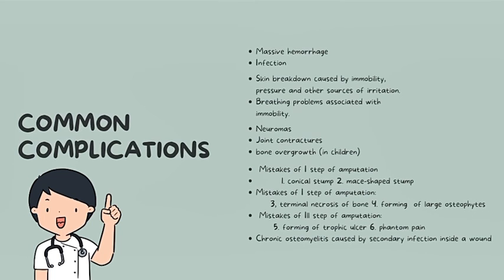And we have common complications in amputations. So we have massive hemorrhage, infection, skin breakdown caused by immobility, pressure, and other sources of irritation, breathing problems associated with immobility, neuromas, joint contractures, bone overgrowth in children. Mistakes of the first step of amputation could lead to a conical stump or mace-shaped stump, mistakes of the second step of amputation could lead to terminal necrosis of bone or forming of large osteophytes, and mistakes of the third step of amputation could lead to forming of trophic ulcer and phantom pain. And we have chronic osteomyelitis caused by secondary infection inside a wound.